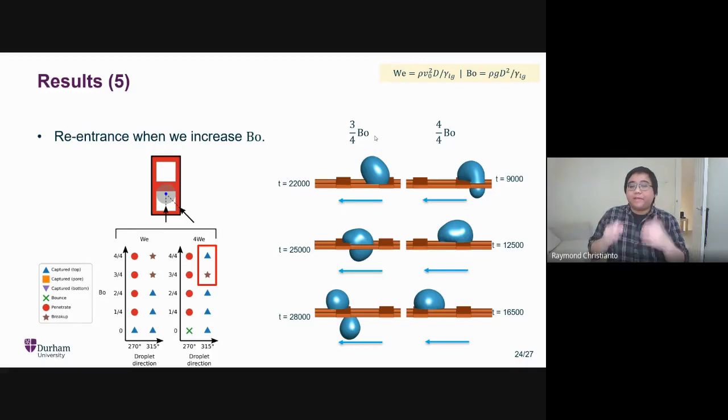So it might be that at 3/4 of bond number, the droplet is not fast enough to move on the top of the surface, and it got pulled down and hence got broken up by the structure. While at higher bond number, which in our simulation means higher gravity, the droplet movement means it hasn't really touched the inside of the structure and it will just roll on the top of the structure.